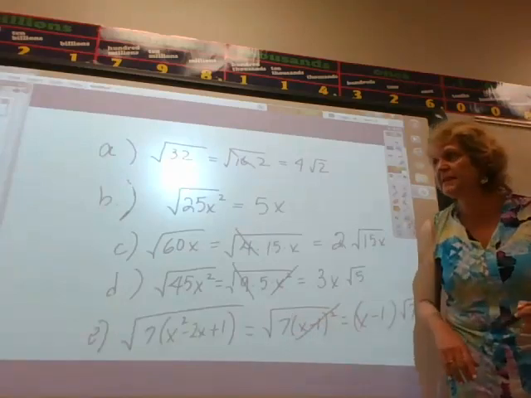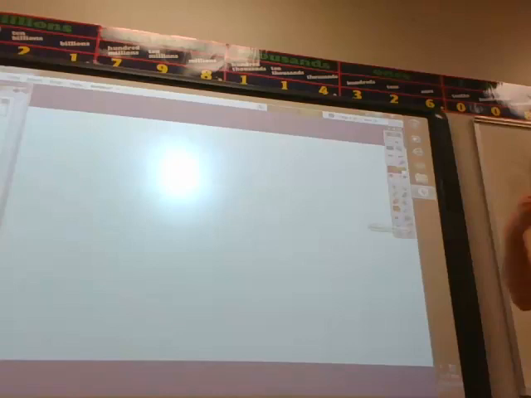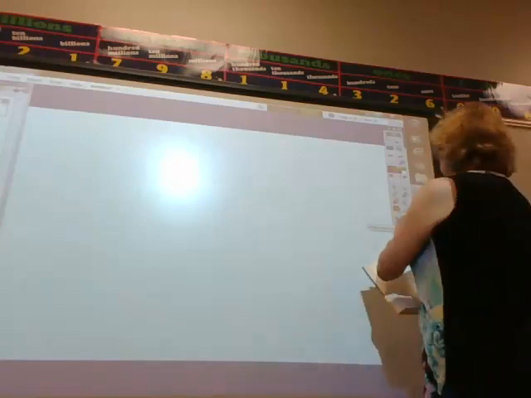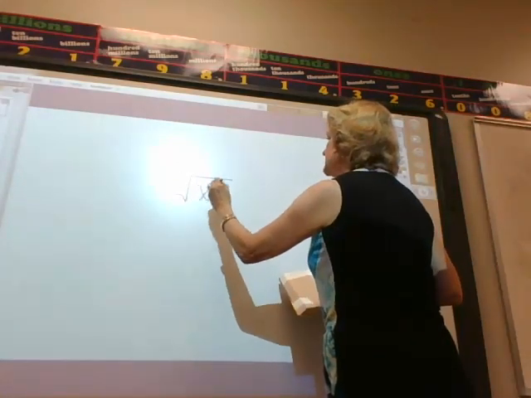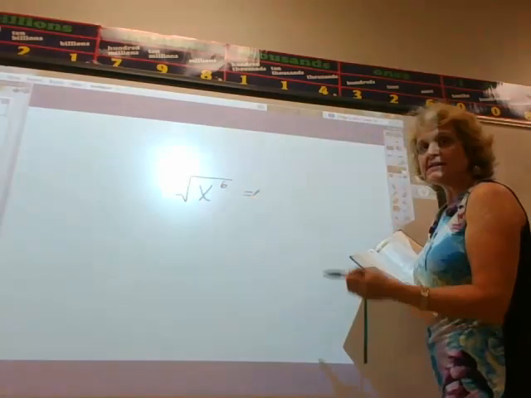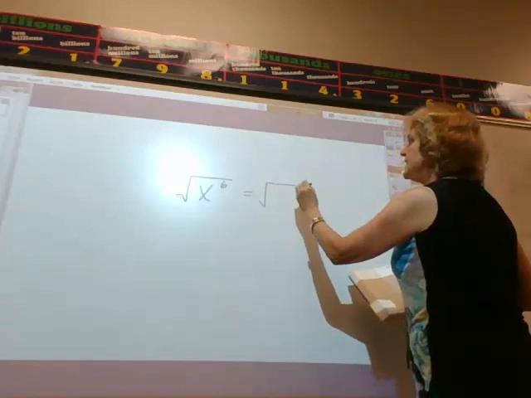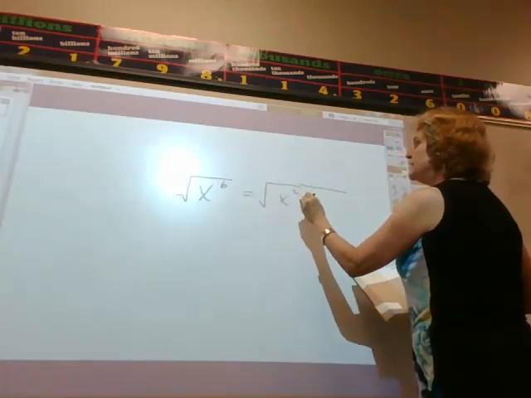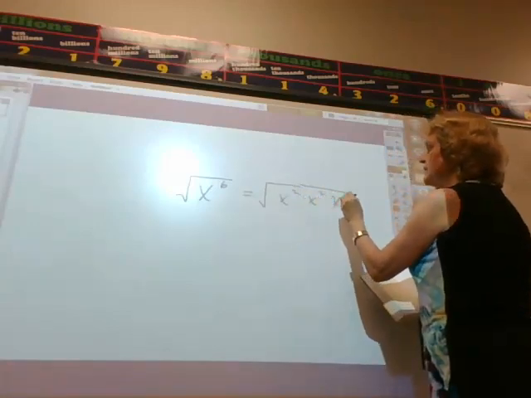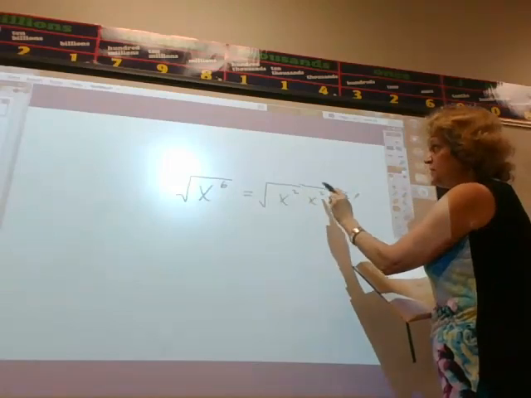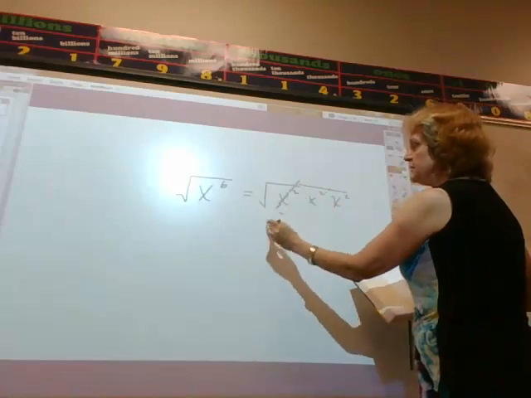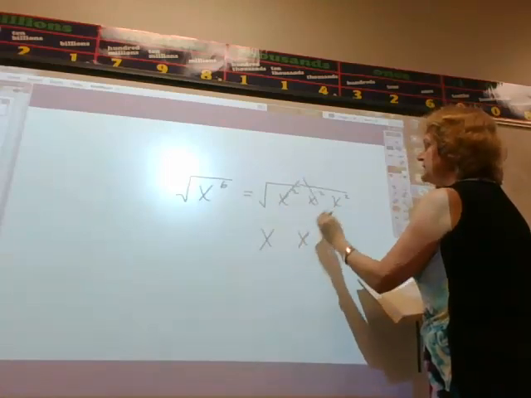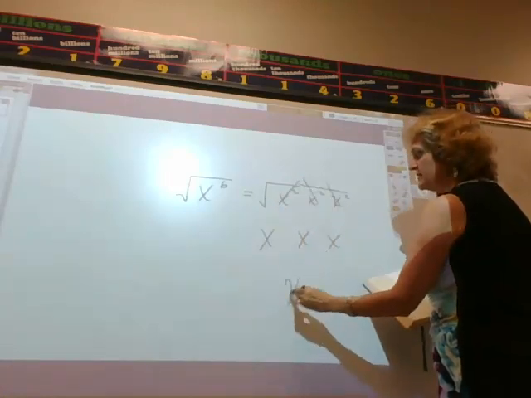All right, next part, we have the square root of x to the 6th. Okay, so you guys see what this is? It's like saying this is x squared times x squared times x squared, right? 2 plus 2 plus 2 would be 6. So this would be x, this would be x, and this would be x. So I have x to the 3rd.